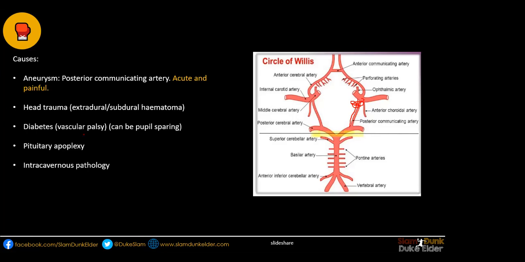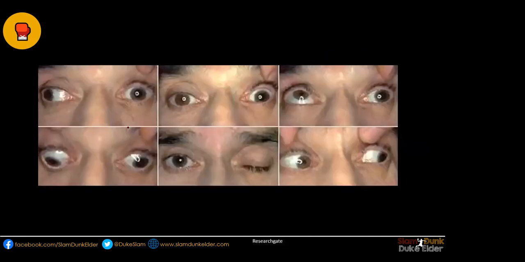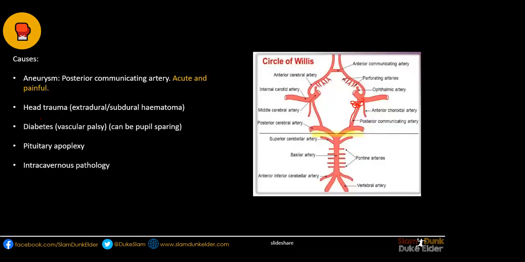Diabetes, a vascular palsy, that can be pupil sparing. So I didn't mention it. You can probably see it better on this one: with a third nerve palsy, you get interruption of the parasympathetic nerve supply, so you have a dilated pupil, which you can see here. This guy's pupil is more dilated than this one. But with vascular palsies, they can spare the pupil. I can try and explain that at the end if you want, but I'm running behind.